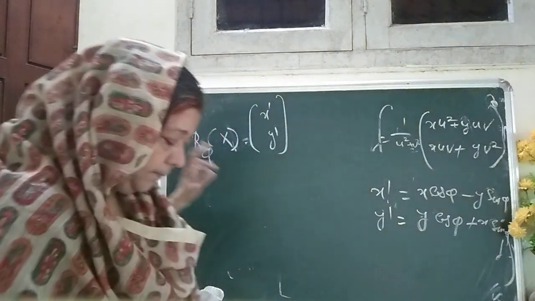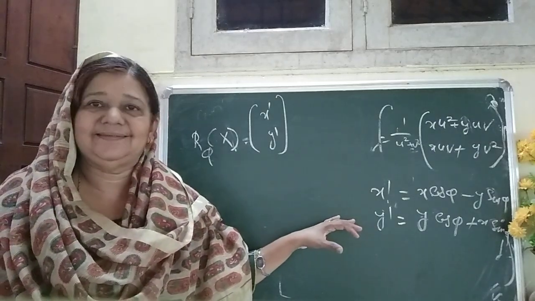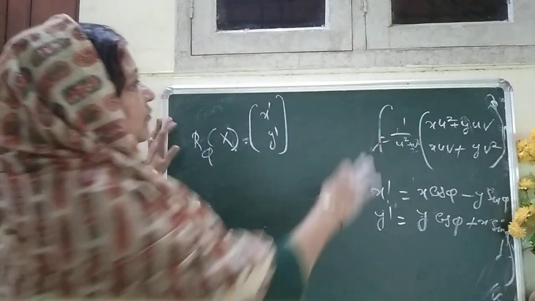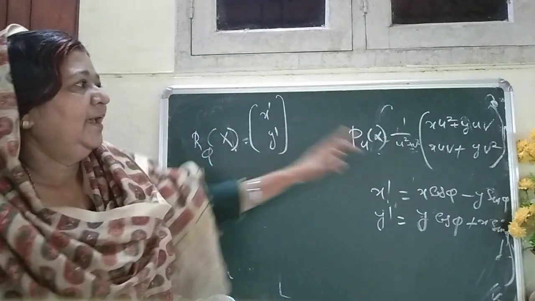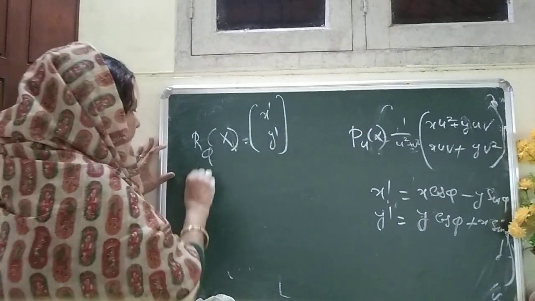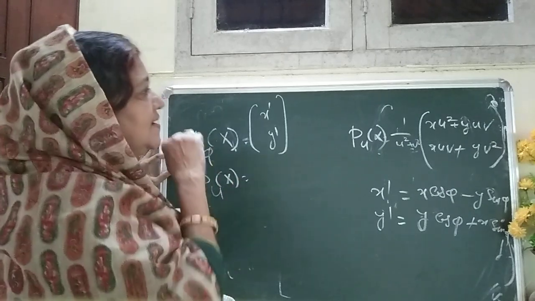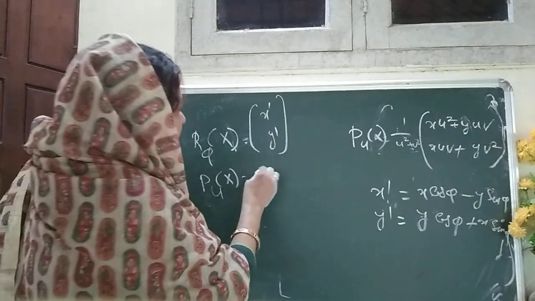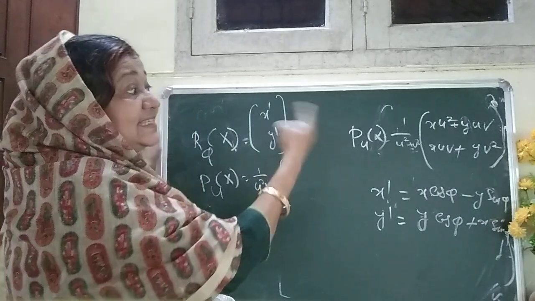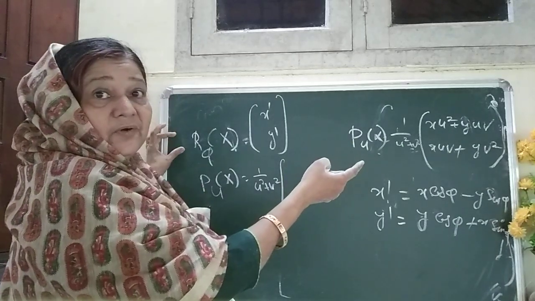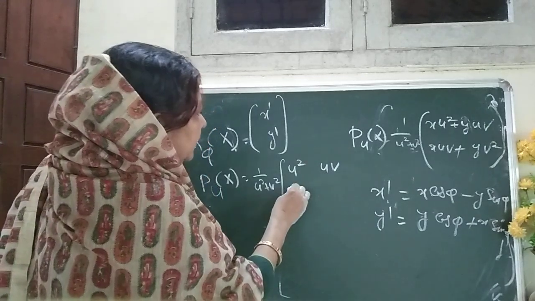Then we come on to matrices. For any transformation we can find the matrix. For this projection transformation P_u of x, we have P_u of x equals 1 by (u² plus v²) into x, u² plus v². So we can write it as u², uv, and uv, v².